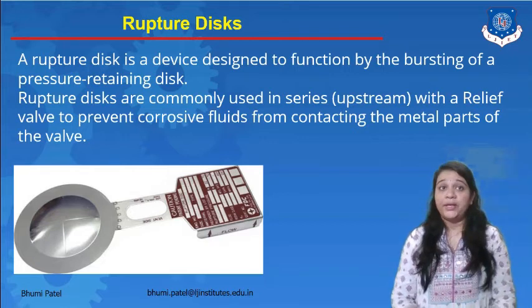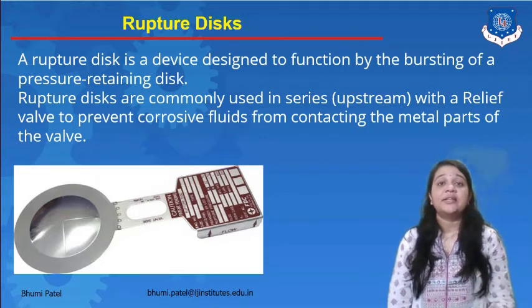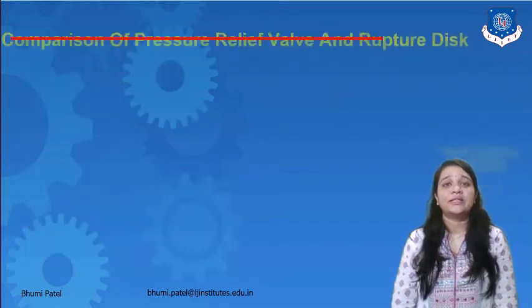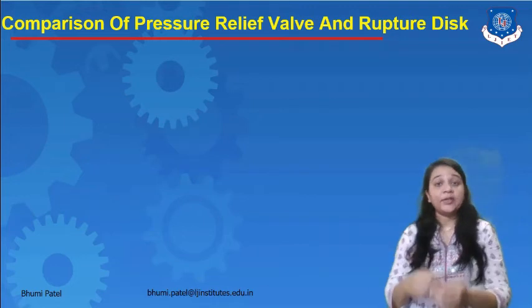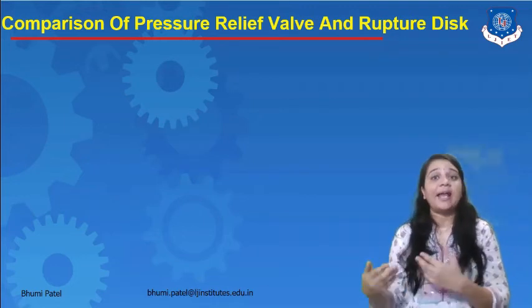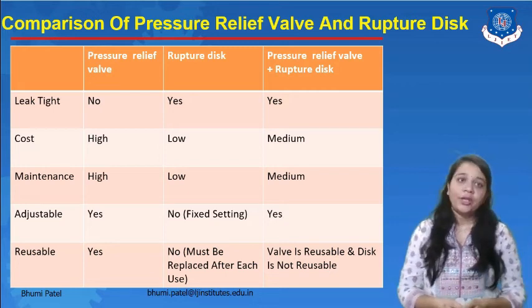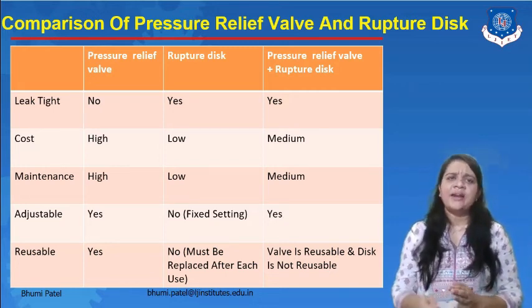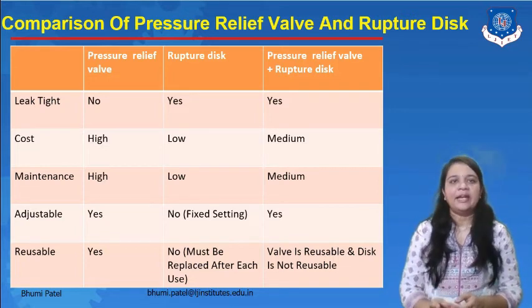Now, comparison of pressure relief valve and rupture disc. Which device is more useful? We can use the pressure relief valve as well as the rupture disc. So the first point is the leak type. Pressure relief valves are generally not leak type. Rupture discs are perfectly leak type.